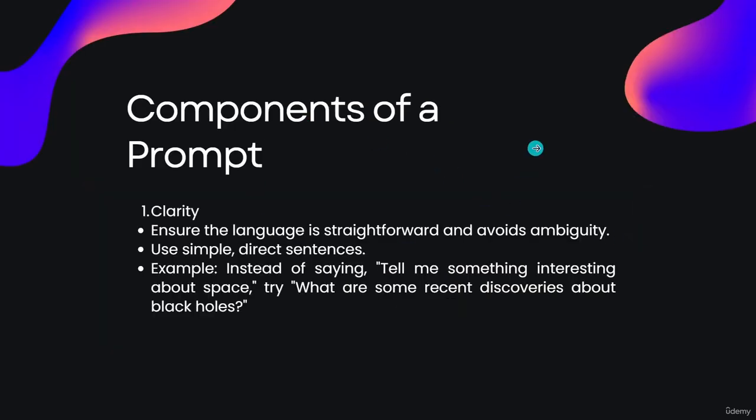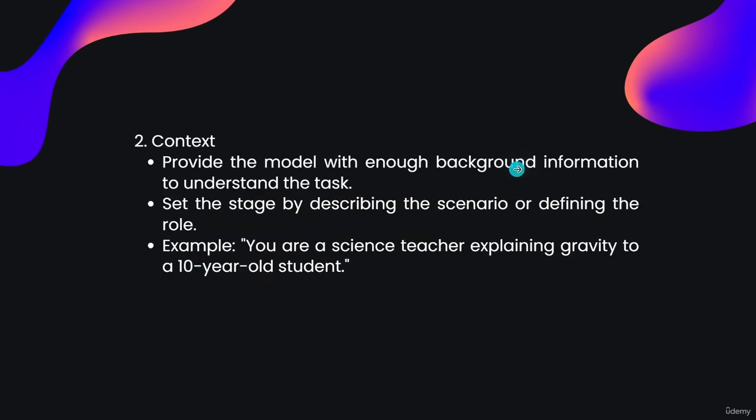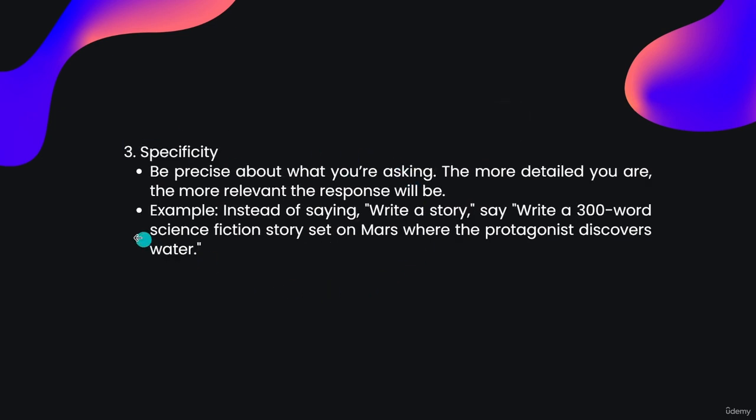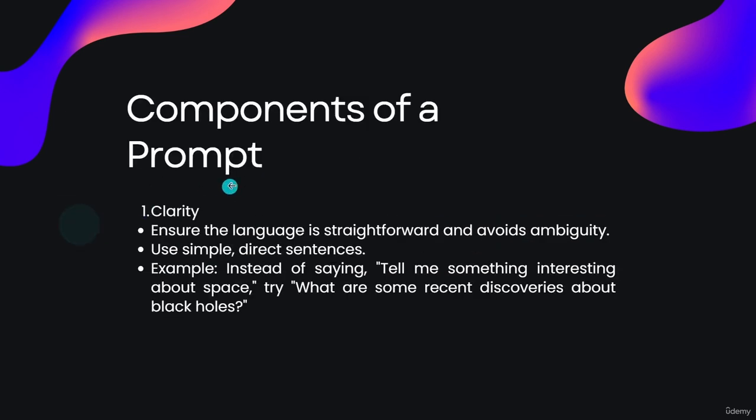So we will explore some components of a prompt. We have three components of a prompt: number one is clarity, number two is context, and number three is specificity. These three components are very important to keep in our mind while writing the prompt. So let's see, the first one is clarity.